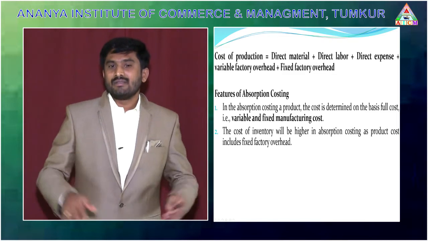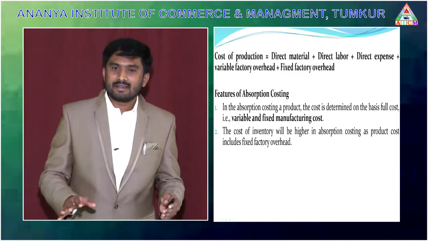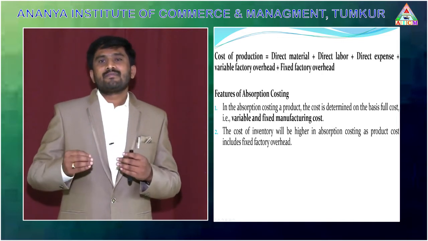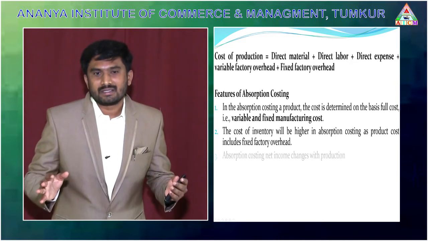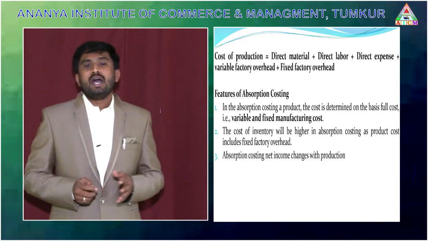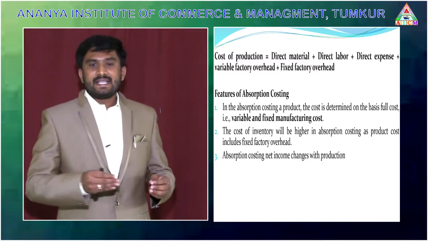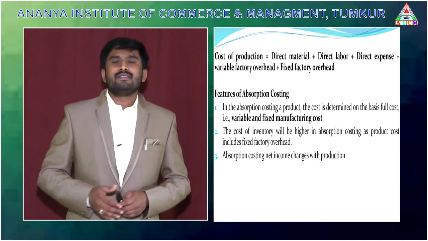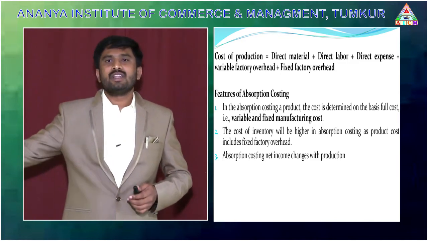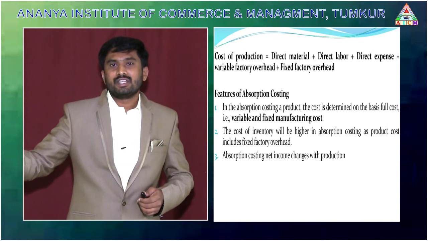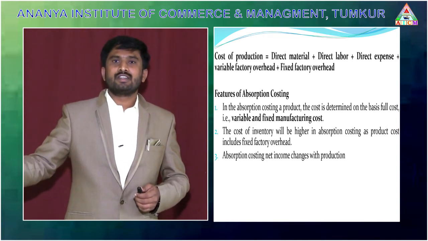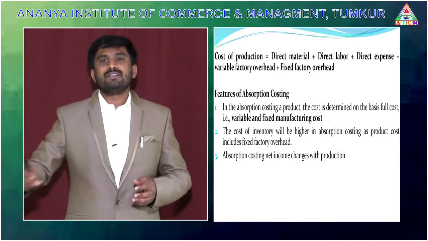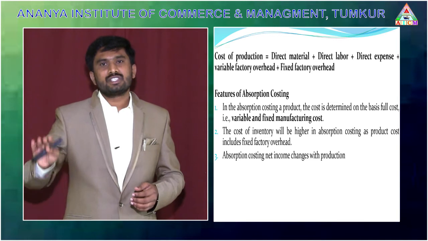That's why the cost of inventory will always be higher in absorption costing, because we treat variable cost and fixed cost as product cost. Then the third one is that in absorption costing, net income changes with production. Definitely, according to the variation of production, income will also change, because here we take into account both costs for the calculation of the cost of production, which directly impacts the income, and that will change according to the level of changes in production.